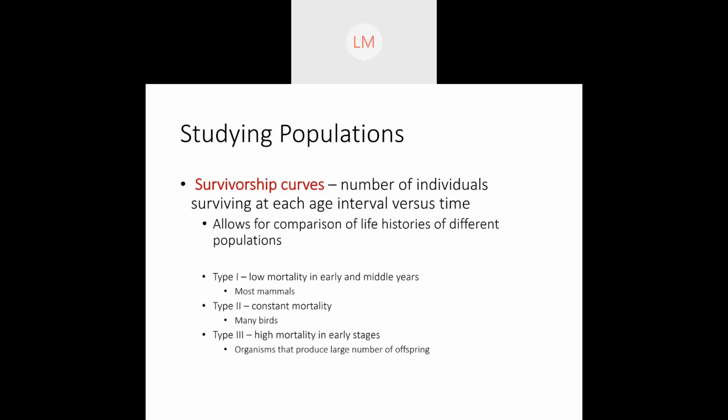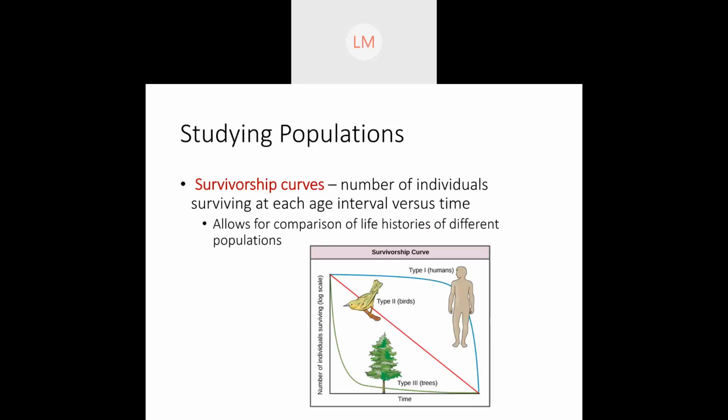So not a lot of them are going to. So that's why there's a large proportion of them that do not survive to the next age range. When we plot these on a graph, this is typically what they look like.